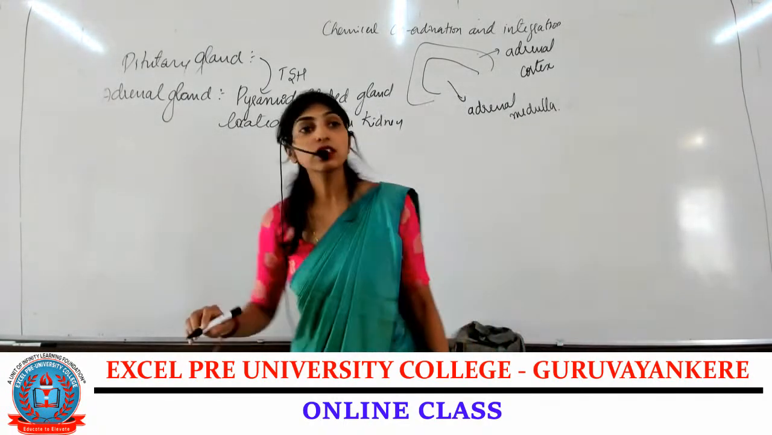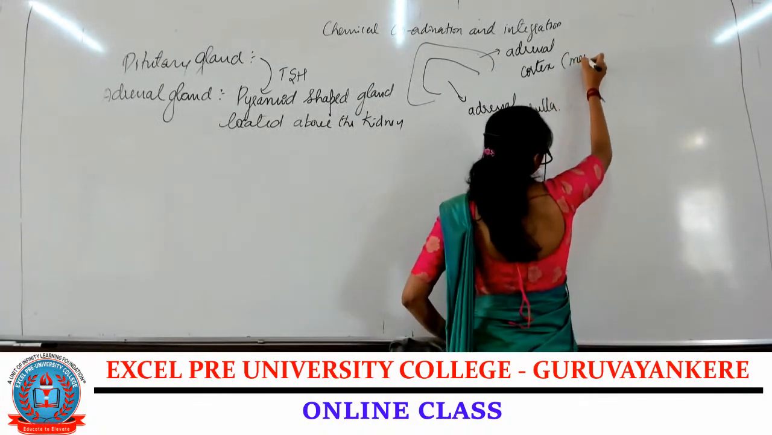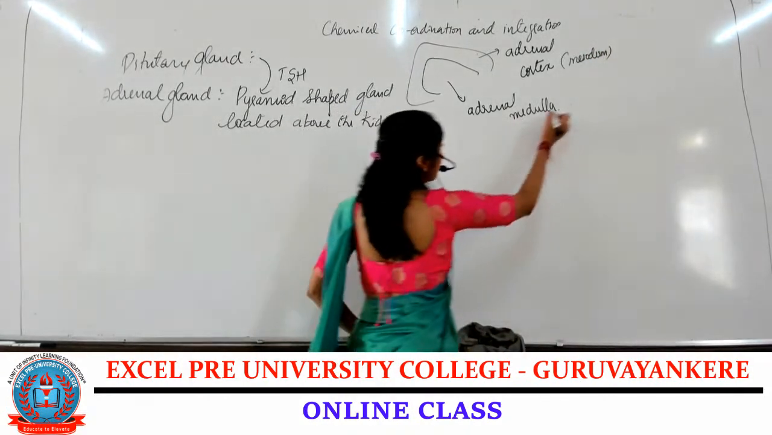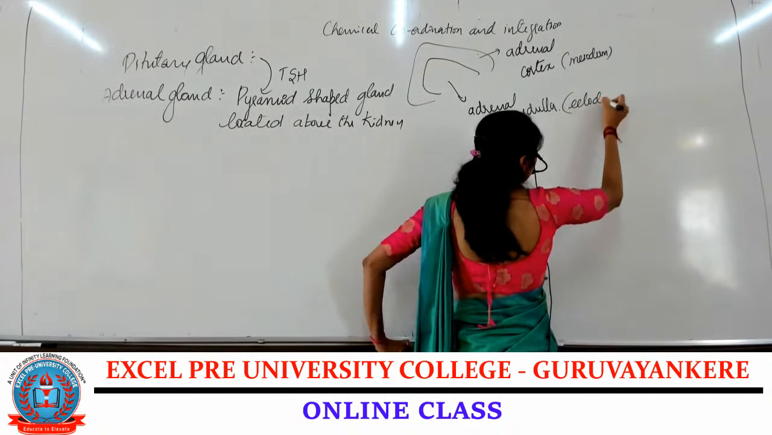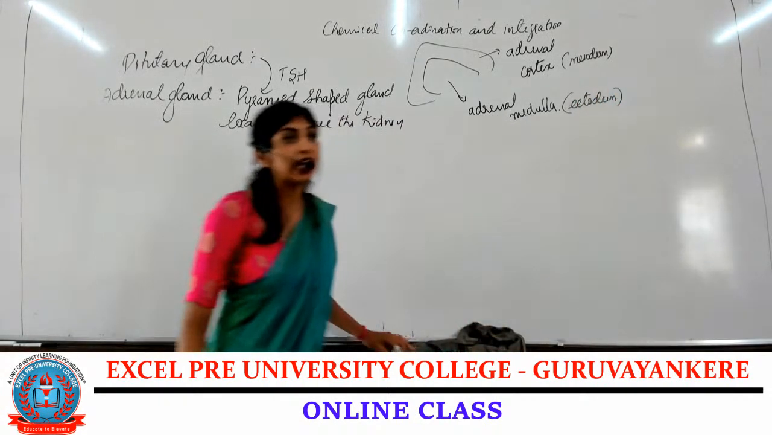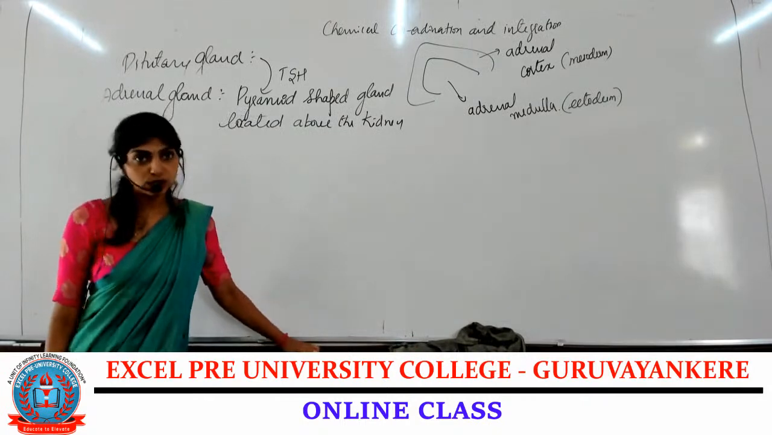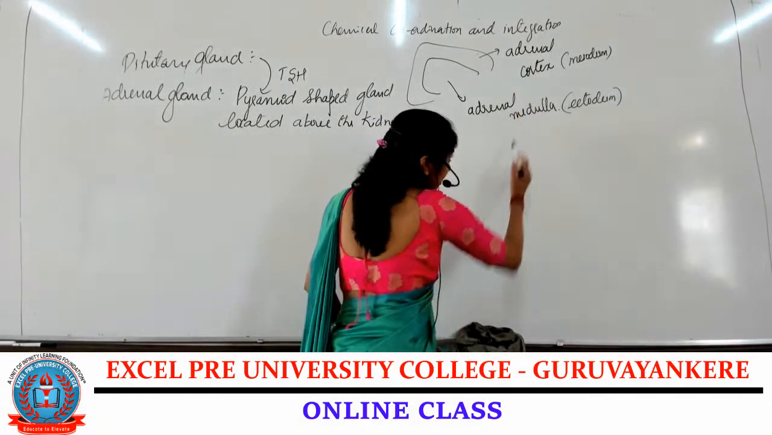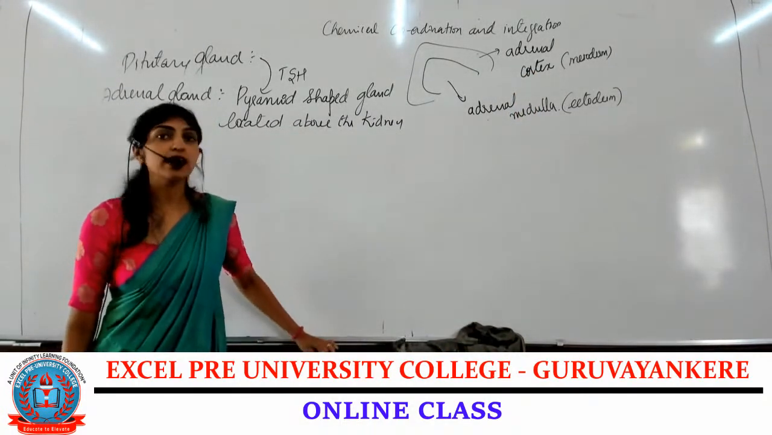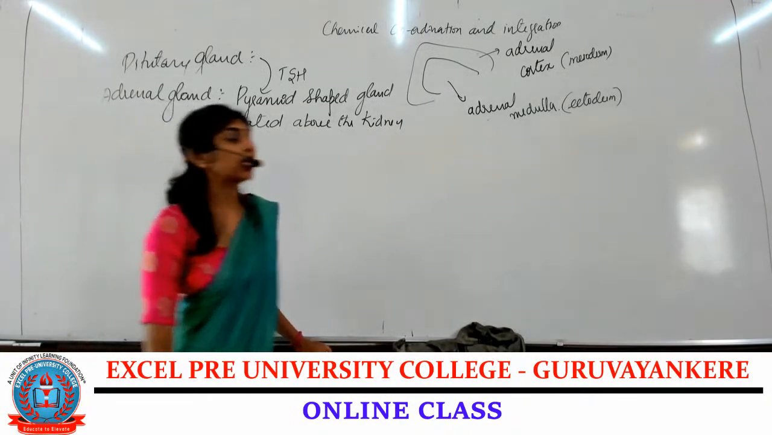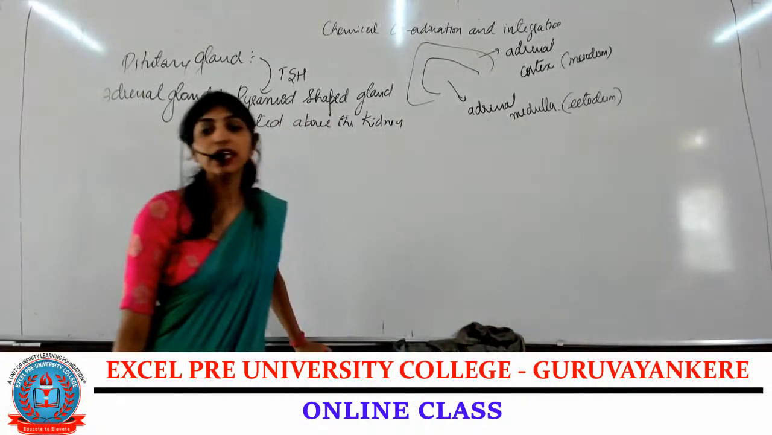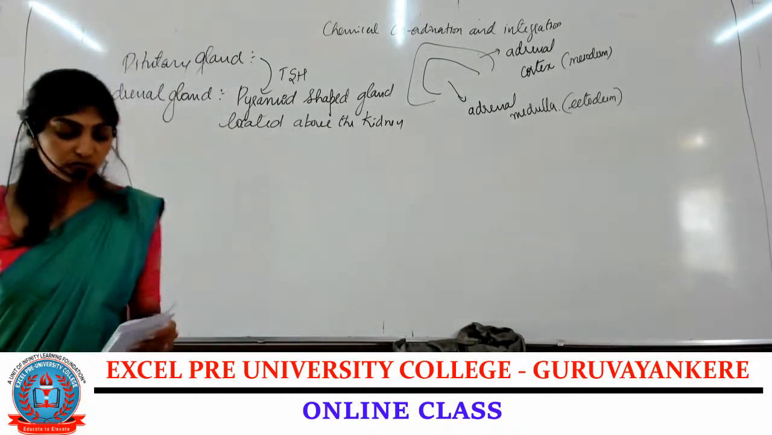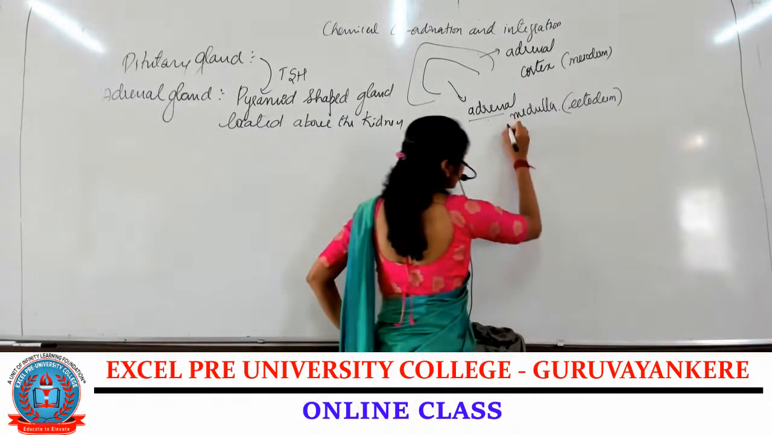And adrenal cortex is derived from the mesoderm layer, and adrenal medulla is derived from the ectoderm layer. Okay, adrenal gland mainly has adrenal cortex and adrenal medulla; adrenal cortex is derived from the mesoderm, and the adrenal medulla is derived from the ectoderm. Is it clear? Now, coming to the adrenal medulla, first we will speak about adrenal medulla.